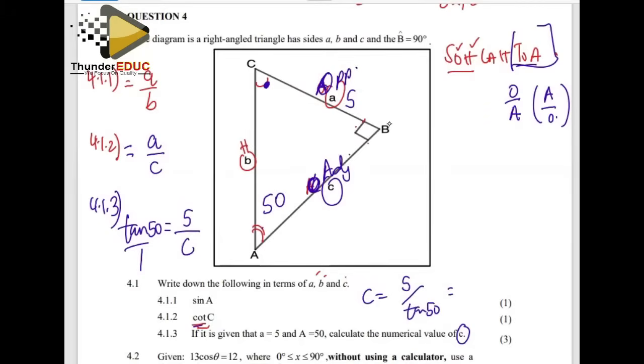So when I punch that into my calculator, 5 over the tan of 50 becomes 4,195, which is 4,20 units. They never told us anything, so 4,2 units or 4,20 units is the answer.